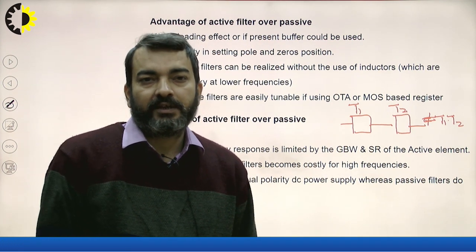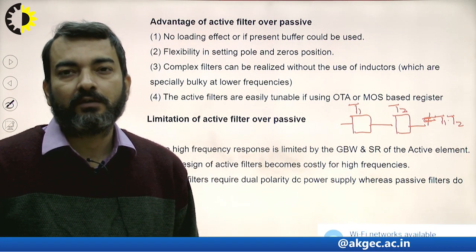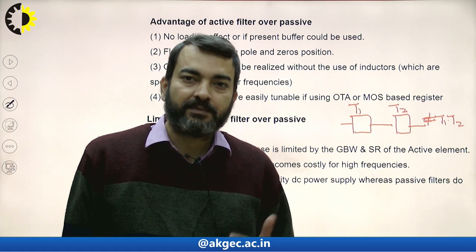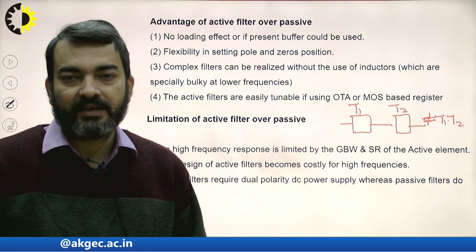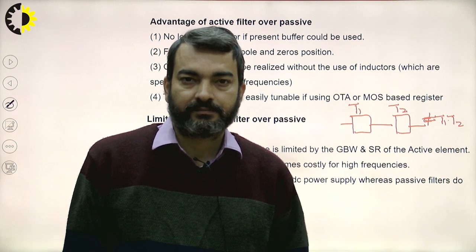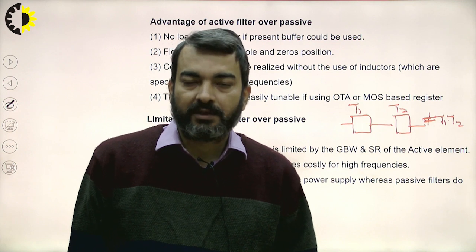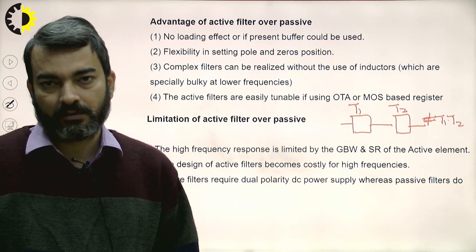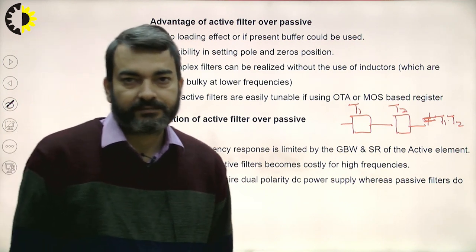The most important point is the fourth one. We will have tunable analog filters. For tunable analog filters, we can use a MOSFET based resistor. We know a MOSFET can be used as a resistor in the triode region. So by varying the resistance value, we can vary the frequency of the filter. Or we can use the OTA type of analog building block, which has the property of variable transconductance using bias current control. This type of flexibility is not available in case of passive filters.